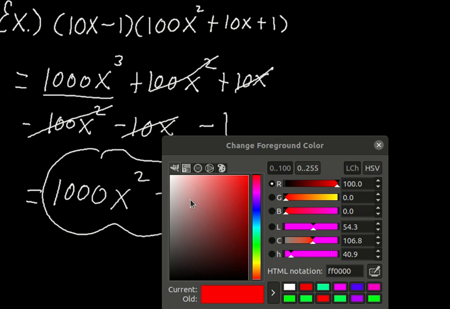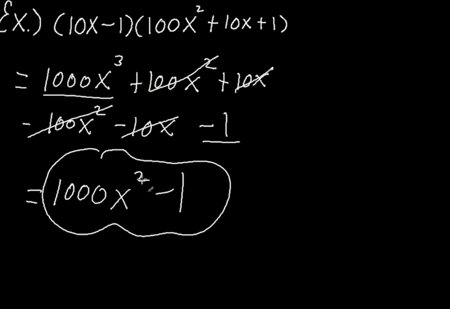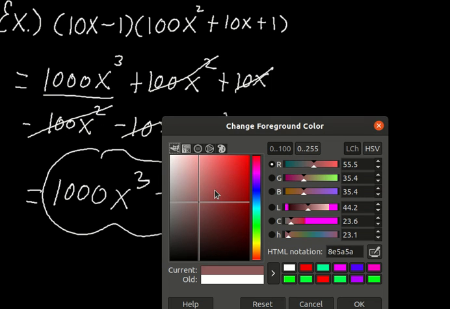I apologize. I wrote squared. I think I even said squared. This should be cubed. It was here, and when I transferred it down for some reason, I put a 2. So this is the difference of cubes.